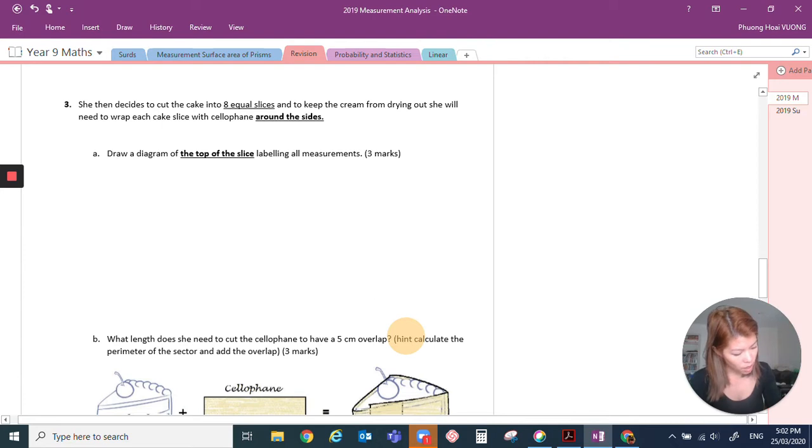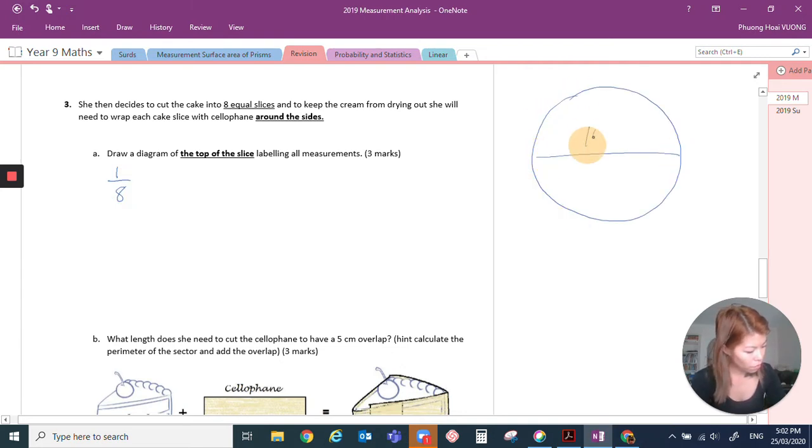So 8 equal slices. So we have 1/8 of the circle that we had before, and we knew that that was 15.24. Therefore, we also know that the radius is 7.62. Oops, let me write that again. 7.62 is the radius.